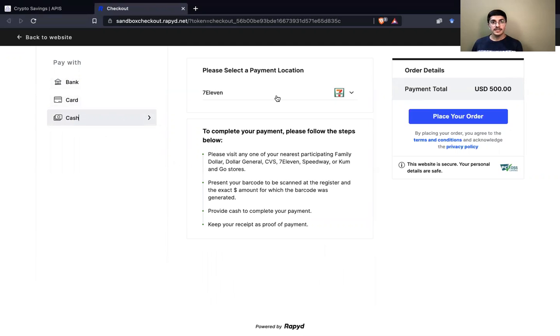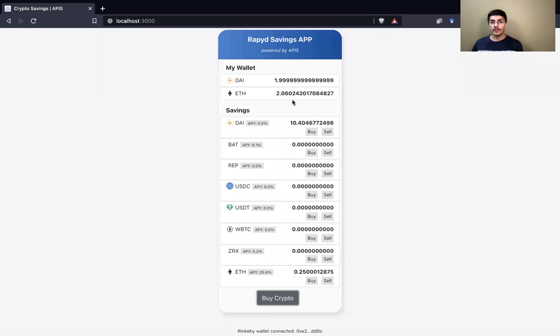On the successful transaction and checkout of this payment, the crypto savings would provide USDC worth of $500 to the wallet. And in this way, the user can again invest the received USDC amount.